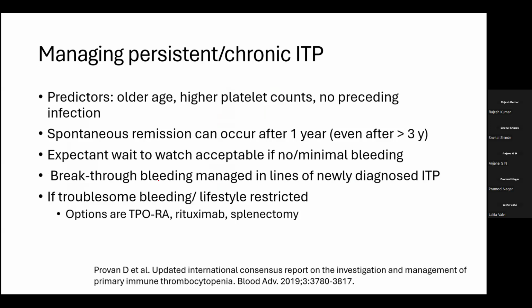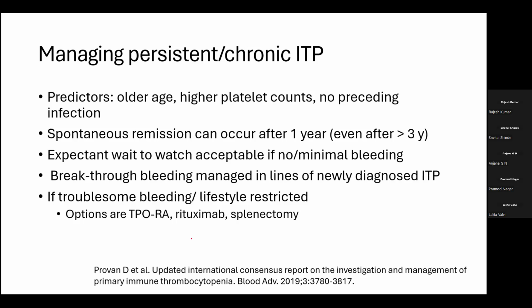Now we move to the later part of the presentation where we talk about persistent or chronic ITP. So we saw that most children, 75 to 80% of patients, with either just watchful observation or with some treatment like IVIG or steroid, will recover and be fine. But around 20% of the patients might go on to have persistent or chronic ITP. They say that older children who come with a higher platelet count or no preceding infection might be more likely to develop chronic ITP.